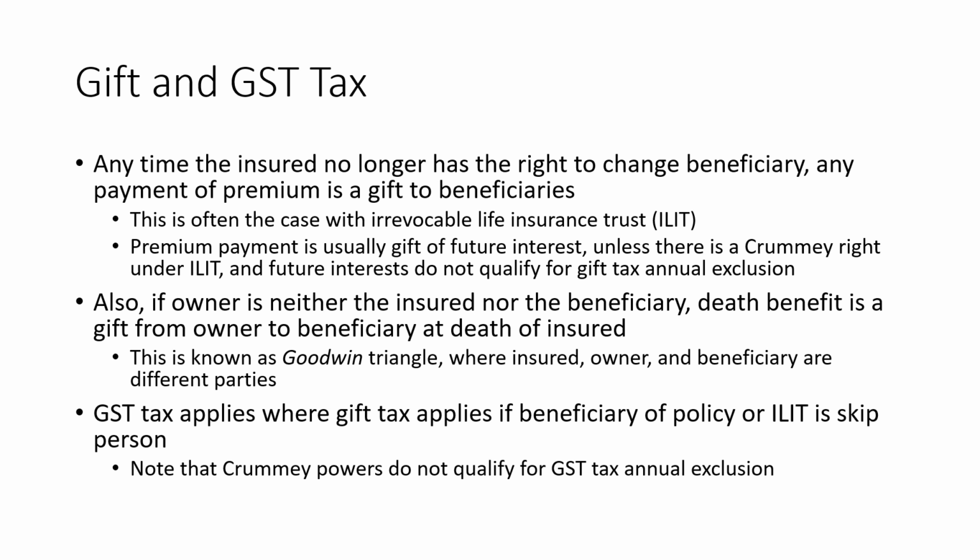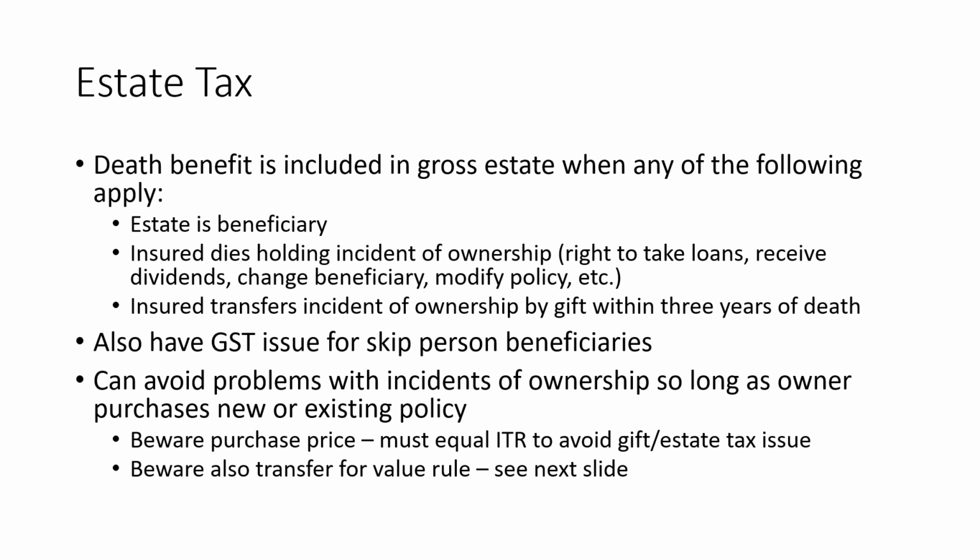And then finally, it's important to note that if you have a skip person as a beneficiary, either as a named beneficiary under the policy or in an ILIT, you also have the possibility of the GST tax applying. So, Crummey powers do use the gift tax annual exclusion, but it's important to note that Crummey powers do not qualify for the GST tax annual exclusion. So with any ILIT, you have to rely on either automatic allocation or manual allocation of the GST exemption every single year.